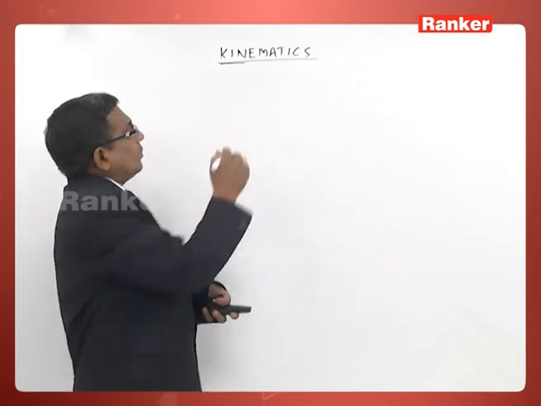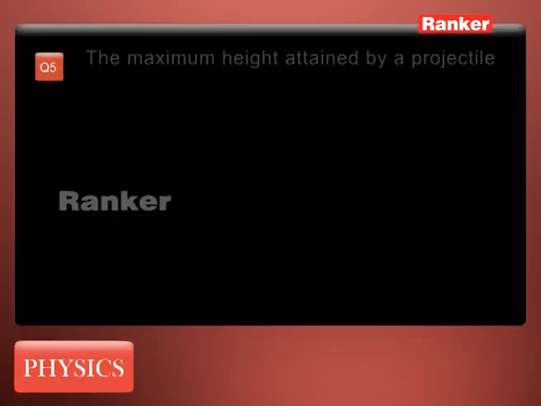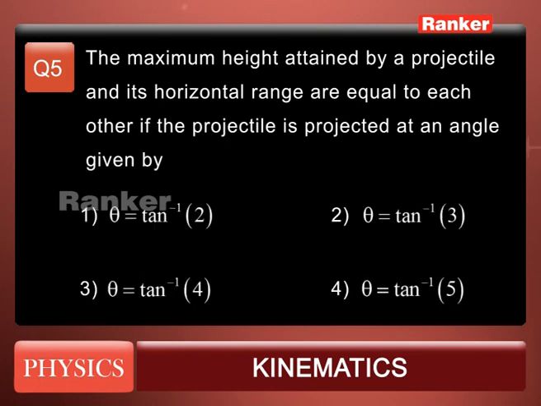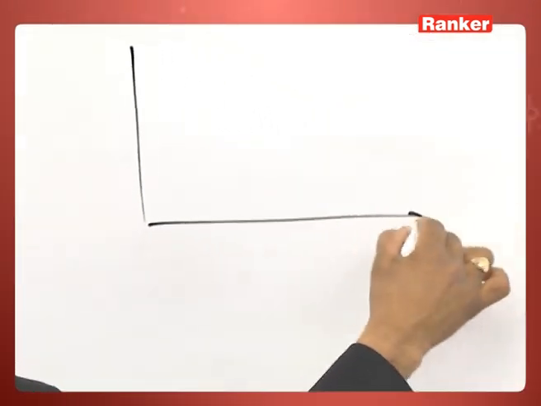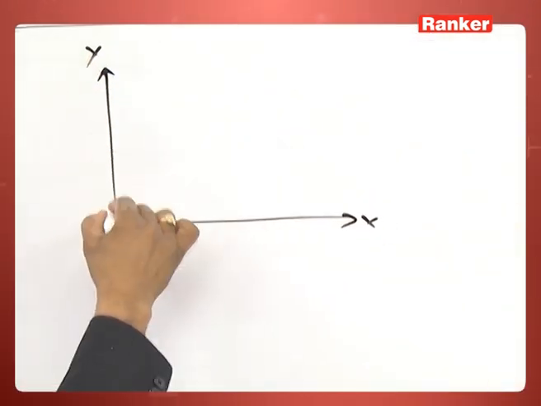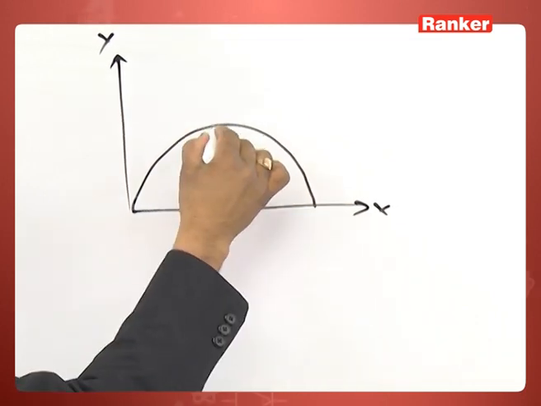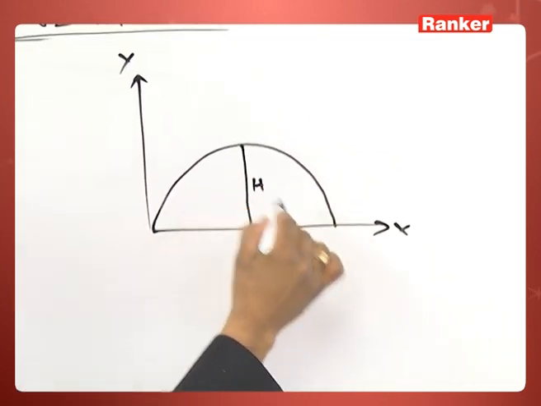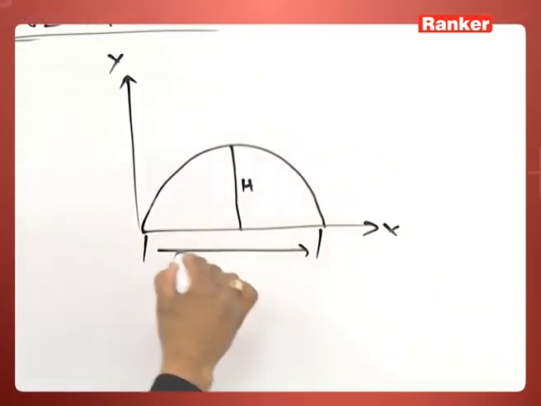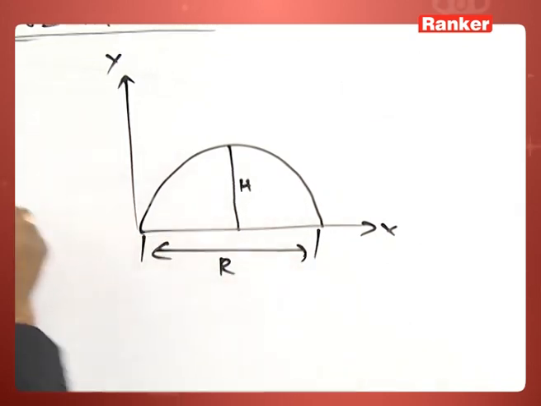Let us see the fifth problem. What is that problem? Maximum height attained by a projectile and its horizontal range are equal to each other if the projectile is projected at an angle given by. In this problem, say draw a diagram of projectile. This is x and y, you know, body is projected and reaching the ground like this. This is maximum height and this is range R. And what is given in the problem?